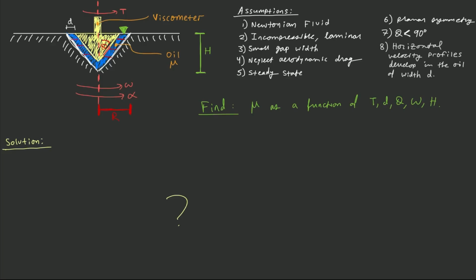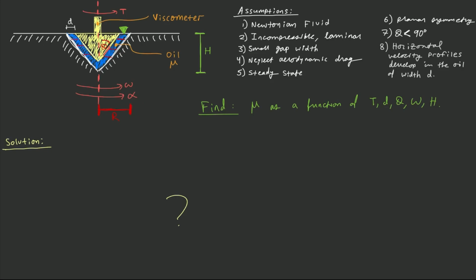Okay, so in this example problem, we're examining a conical viscometer, shown here, which attempts to measure the dynamic viscosity of some arbitrary oil of viscosity mu and film thickness d. The viscometer has some applied driving torque T, shown here, and that applied driving torque results in some angular velocity omega and angular acceleration alpha.